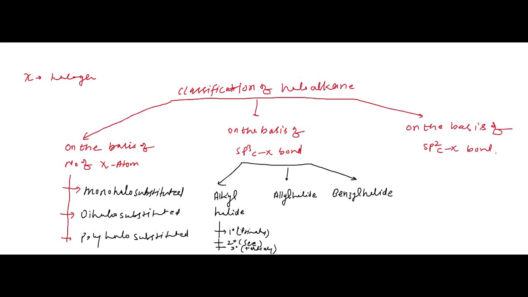Allyl halide is the same: this is going to be 1 degree, this 2 degree, and this 3 degree. Benzyl halide, the same: 1 degree, 2 degree, and 3 degree. On the basis of the sp2 C-X bond, there are two types. What are the two types? Vinyl halide and aryl halide.